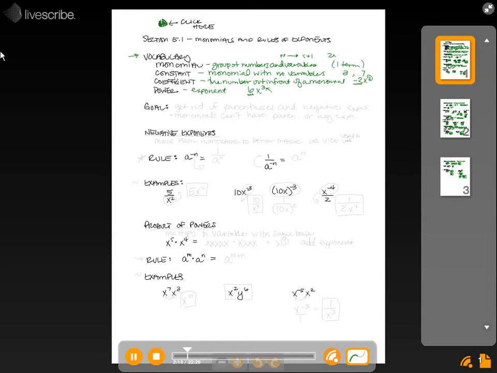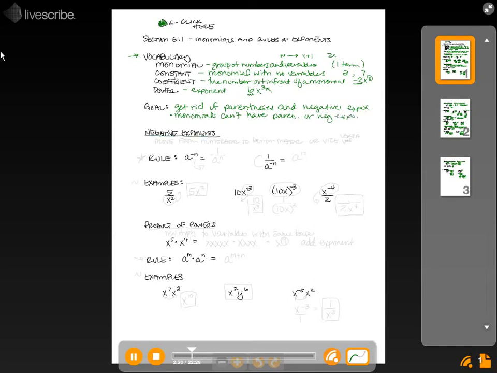Now our goal on these problems is to get rid of parentheses and negative exponents. And we're going to look at rules and ways to do that. Okay, and there are 6 of them. Monomials cannot have parentheses or negative exponents. So again, we've got to get rid of those.